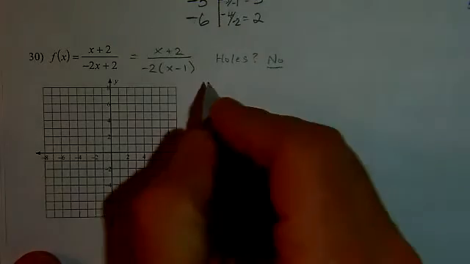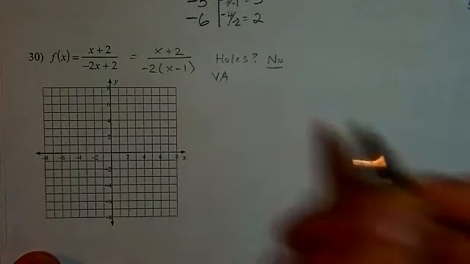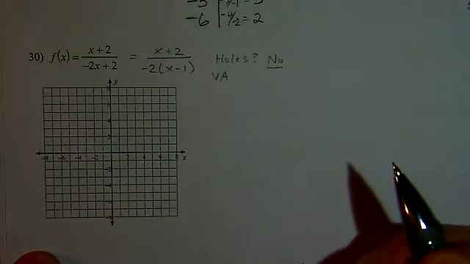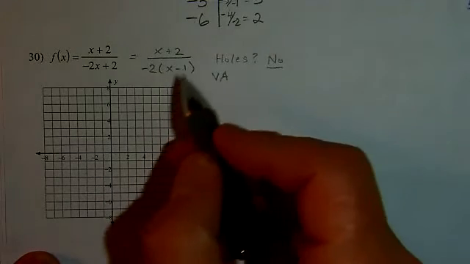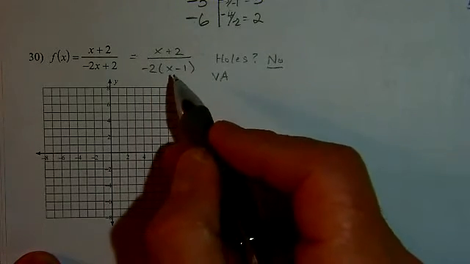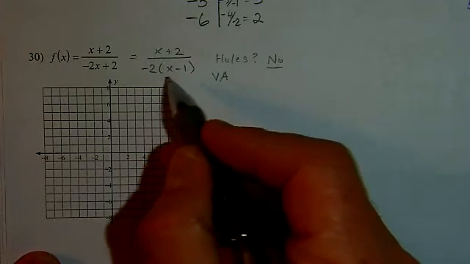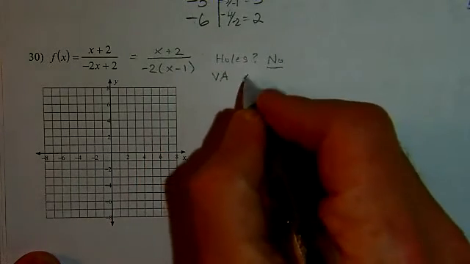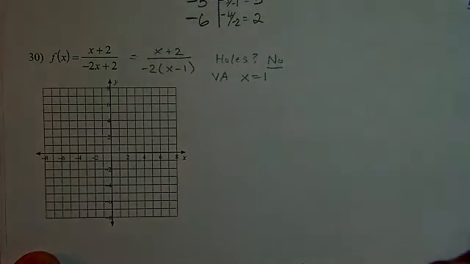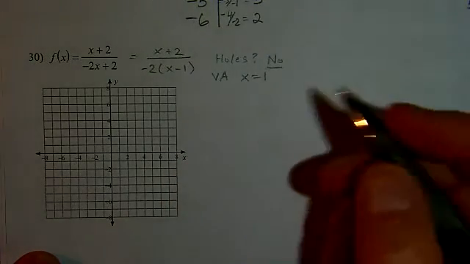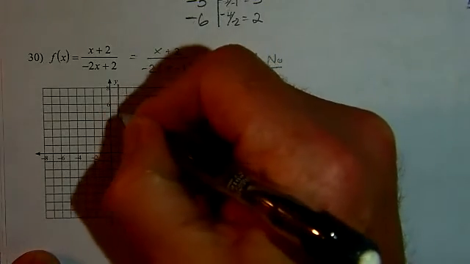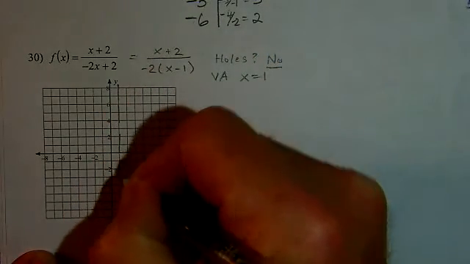Okay, the second thing we want to check for, in terms of discontinuity, is the vertical asymptote. And that comes from the denominator. So we're going to check what values of x make the denominator equal 0. Since we've got it factored, it's easy for us to see that when x equals 1, the denominator is 0, so we have a vertical asymptote at x equals 1. So go ahead and draw that in.